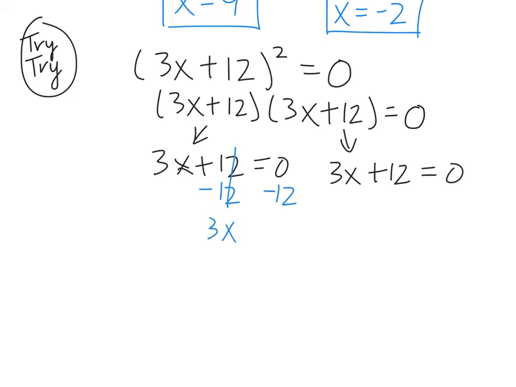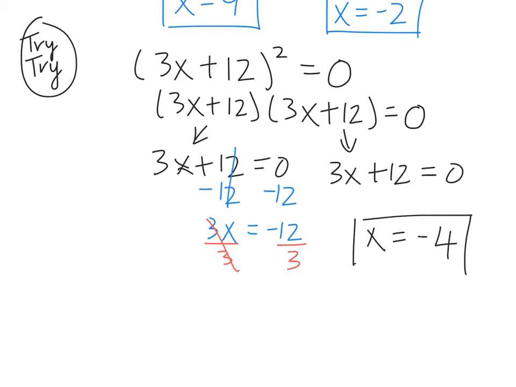And then you get 3x is equal to negative 12. And then you guys all know at this point to divide by 3 on both sides. Cross that out. Then I get x is equal to negative 4. And I'm done. I don't need to worry about the second equation over here because it will give me the exact same answer as this. So I will only have one answer at this point. All right. So we're going to do one last problem and should be good to go.